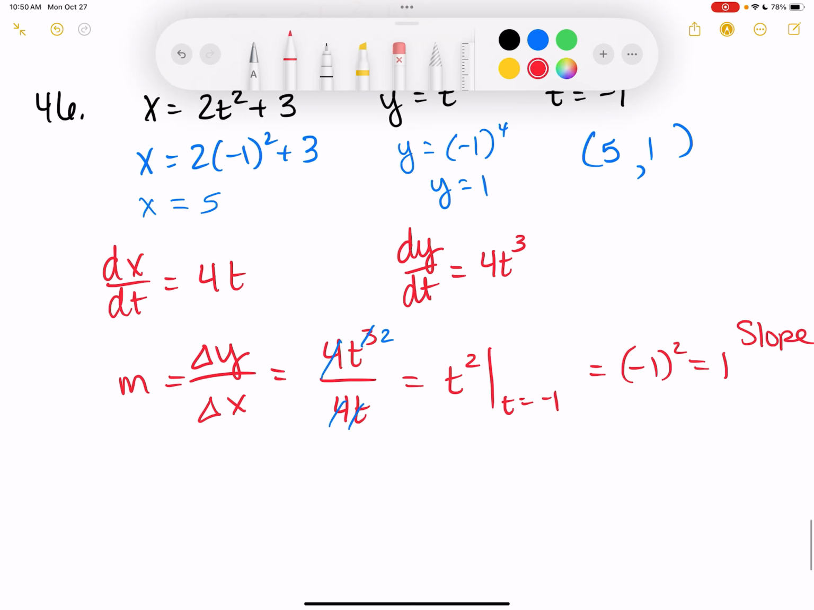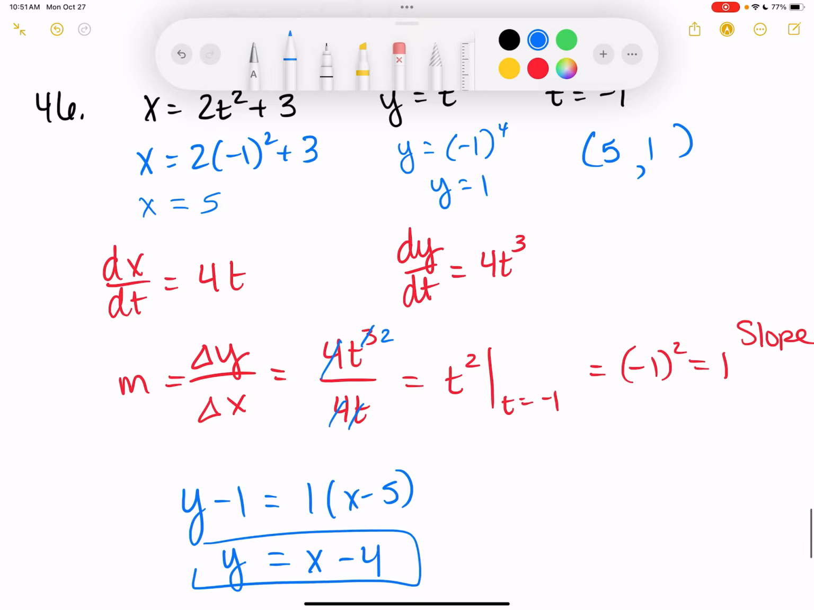So now I use this point that I found in my slope to write my equation of my tangent line. So y minus 1 equals 1 times x minus 5. Moving everything around, y equals x minus 5 plus 1. So that's just going to be minus 4. And that's your equation of your line.